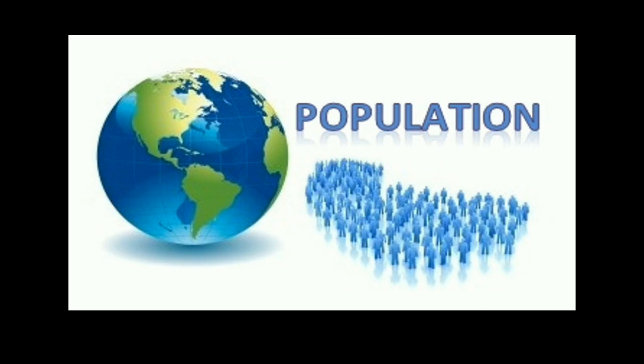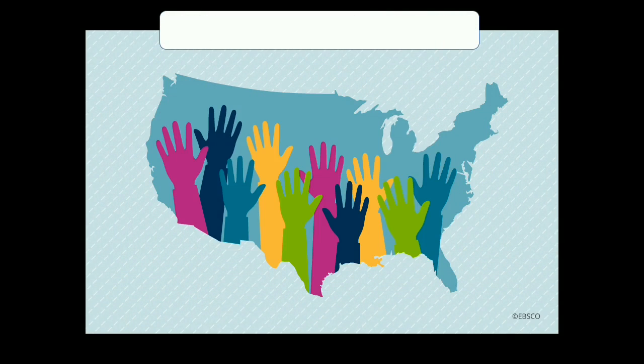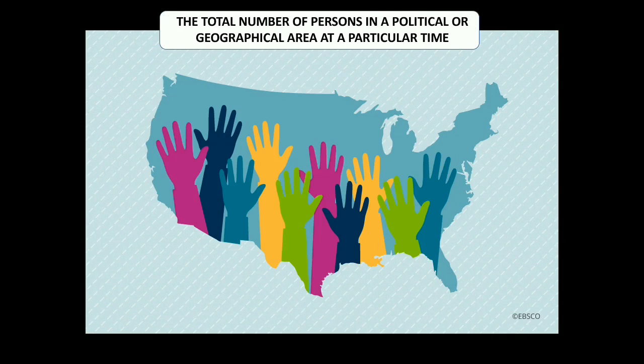Population means the total number of persons in a political or geographical area. The total number of people living and residing in a particular region or area at a particular time can be termed as population.